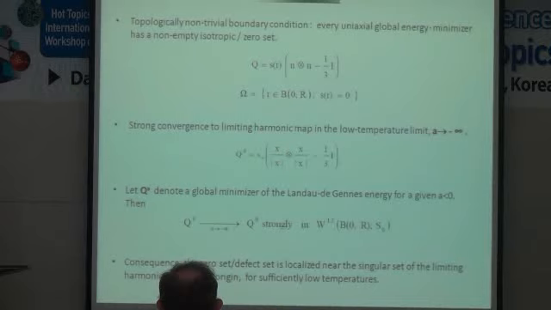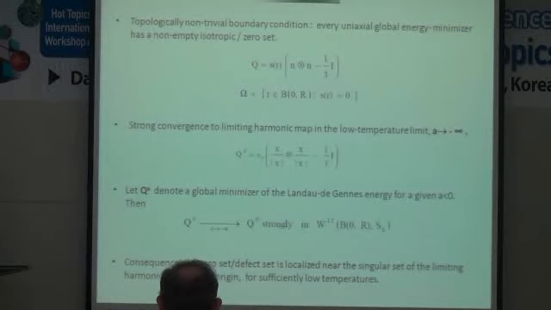But to proceed any further with the analysis, I need 2 extra bits of information. I need some information on the location of the defect set, and I need some information on the structure of the defect set in the low temperature limit. So the low temperature limit is an asymptotic limit, but I will get some information in the low temperature limit.